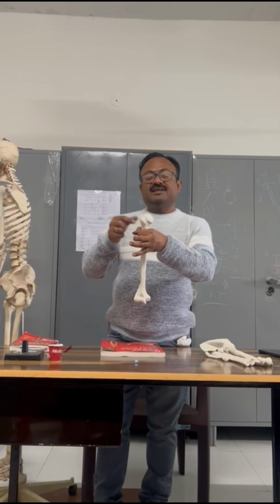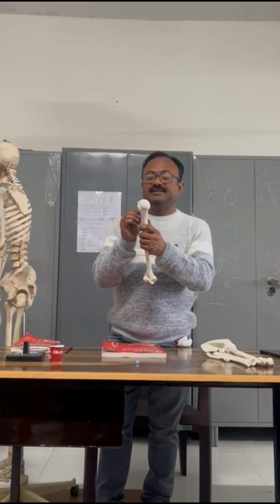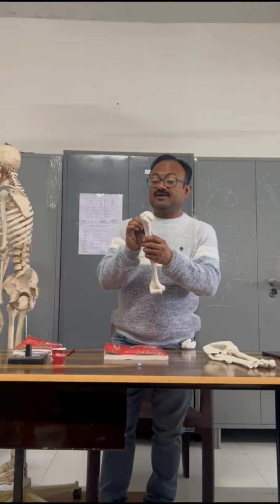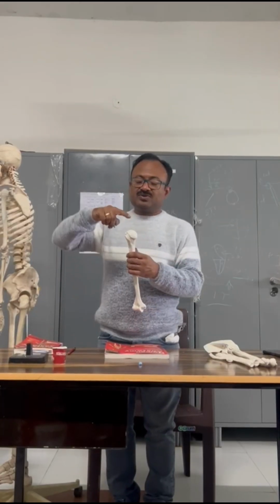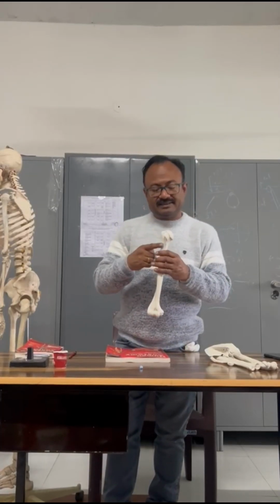And the imaginary line which separates the upper end from the shaft is called the surgical neck. So there are 2 necks. First of all we have seen the head, the anatomical neck and the surgical neck.